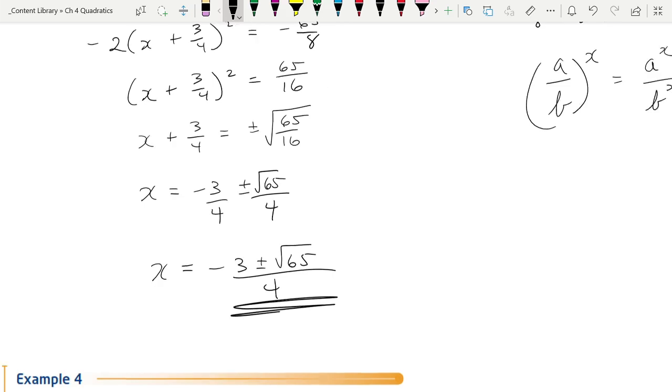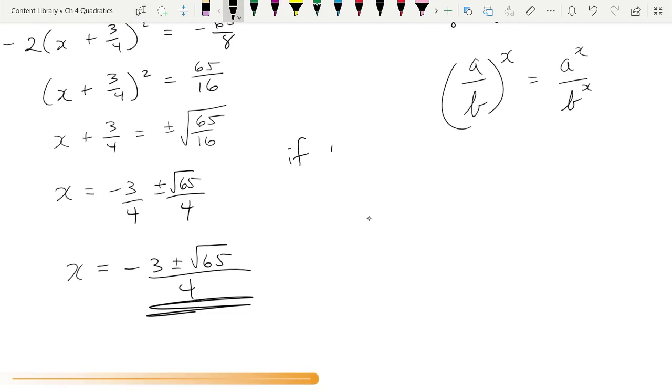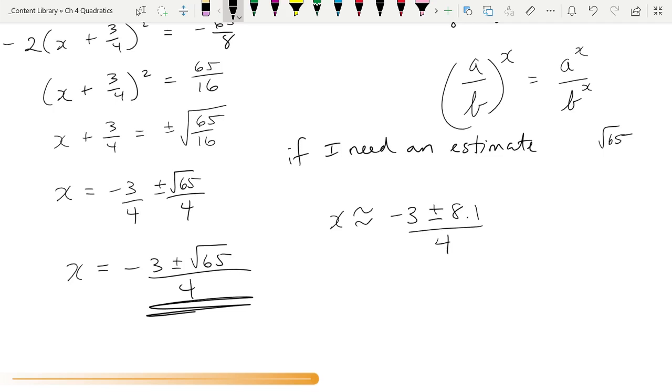by 4. And again, if I need an estimate, because say for example, I was using these as my x-intercepts and I want to graph them, where's the square root of 65? Oh, it's really close to 8, right? So I'm going to say 8.1. It's probably 8.0 something. I'll say 8.1. So this is x is approximately -3 plus or minus 8.1 over 4.